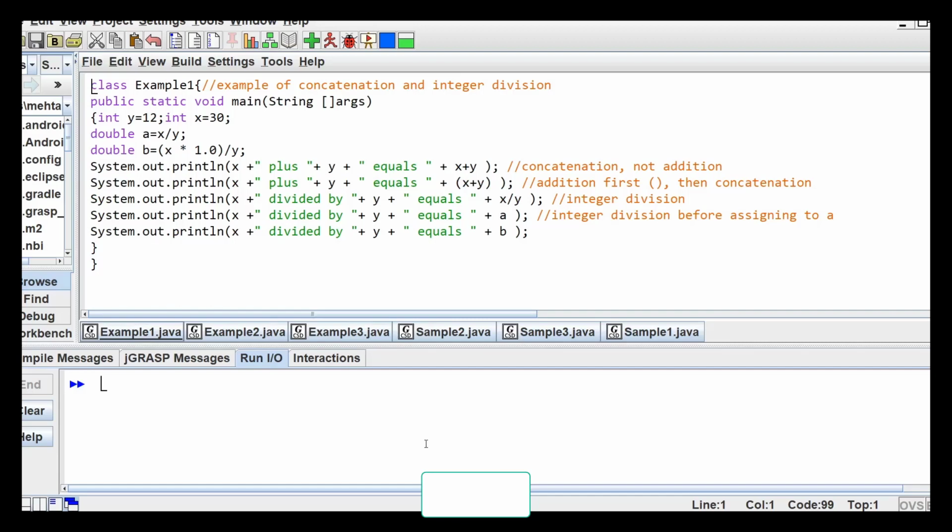In this program, we learn about concatenation and integer division. We've been talking a bit about concatenation, so probably there are no surprises here. But integer division is something that comes up quite a lot, and you can be certain that I will put it on every test you see.